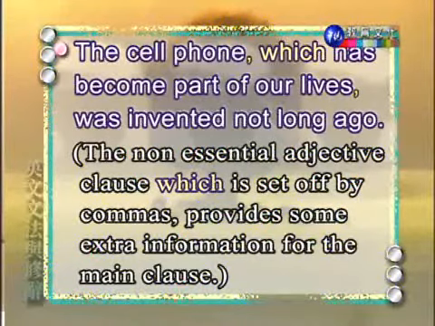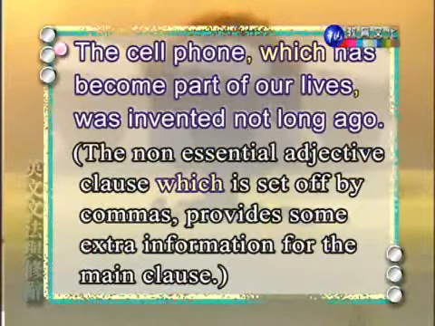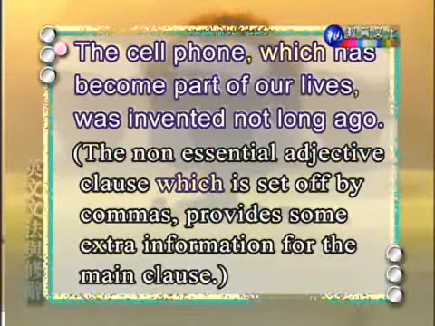区隔 by comma 是用逗号来区隔。我们看到 the cell phone 逗号，which has become part of our life，再一个逗号，所以这个 which 形容词子句它已经被 set off 区隔，被什么区隔呢？用逗号把它区隔起来。这个的话是 non-essential 非必要，它基本上 provide some extra information for the main clause，它基本上功用只是告诉我们主要子句的一些额外讯息，所以主要子句就是 The cell phone was invented not long ago.